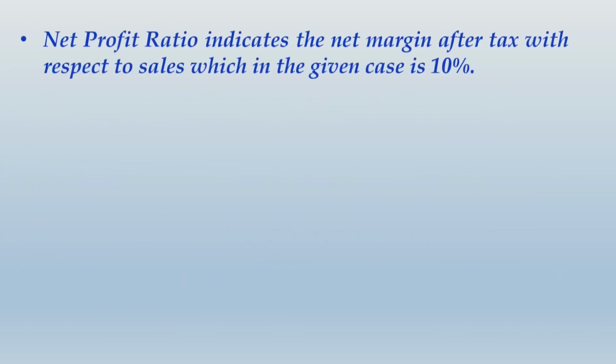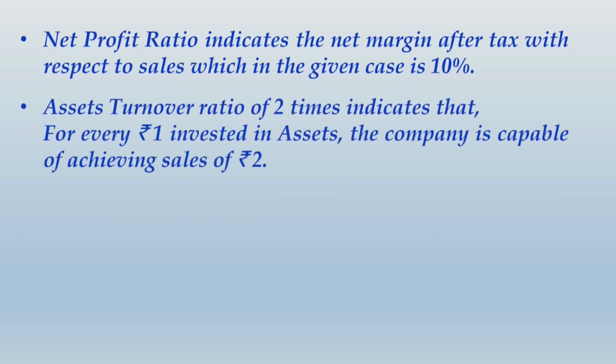The first thing is about net profit ratio, which indicates the net margin after tax with respect to sales, which in the given case is 10%. Assets turnover ratio of 2 times indicates that for every rupee 1 invested in assets, the company is capable of achieving sales of rupees 2. Never forget one thing, that all these turnover ratios contain the sales in the numerator, right? So assets turnover ratio will be sales divided by assets, and which is 2 times, which clearly indicates that the amount of sales is twice the amount of assets.